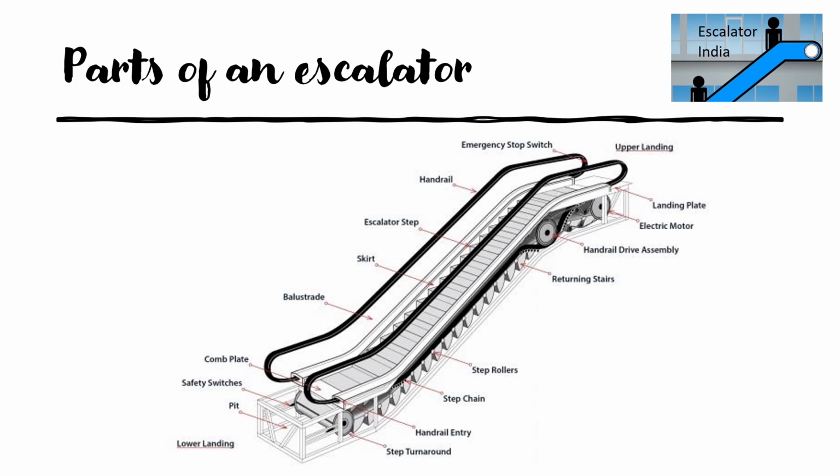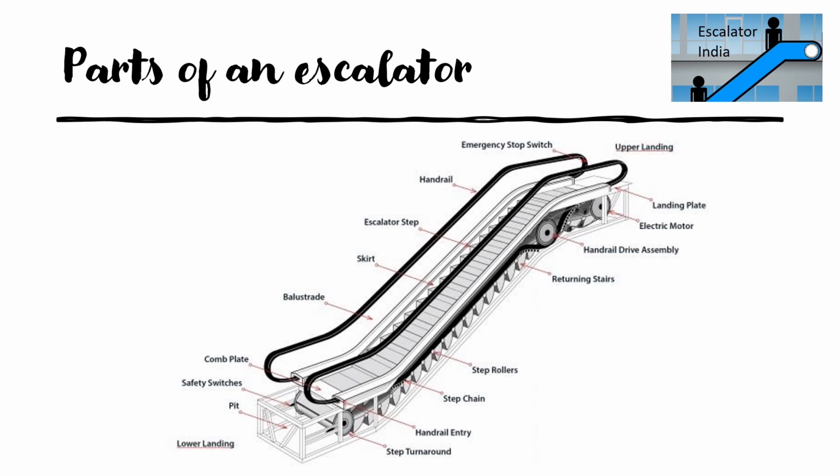Skirt: the gap between the balustrade and the step, there will be a steel portion which is called the skirt. Steps are where we stand, which take us up or down. Emergency stop switch: there are some emergency stop switches in the upper landing as well as the lower landing. When there is any fall or we need to stop the escalator, this push button helps us stop it. Just push and it will stop the escalator.